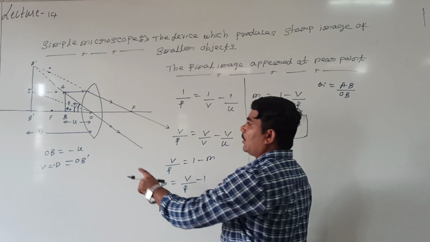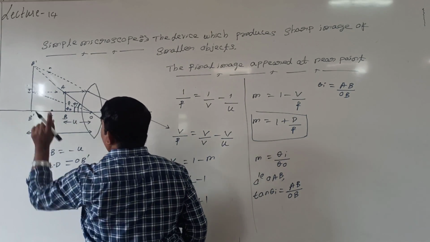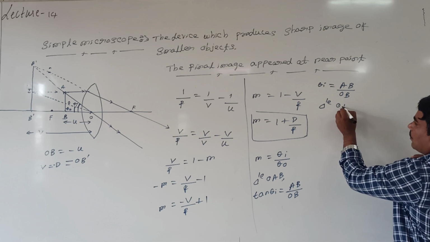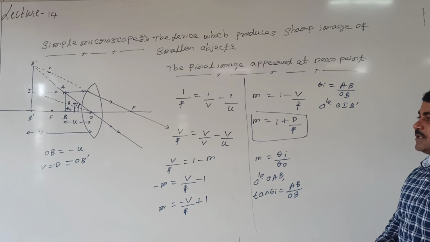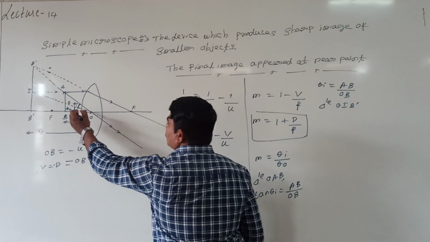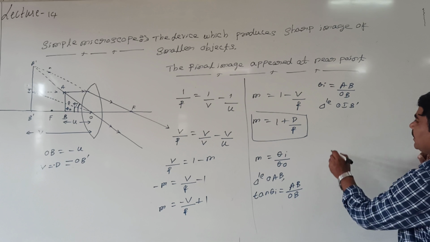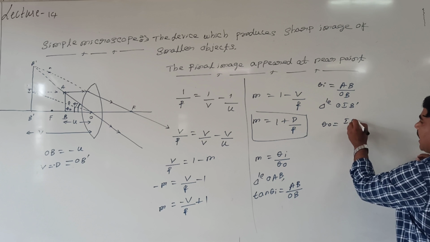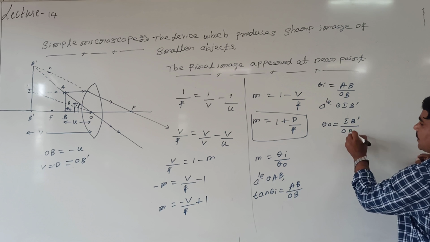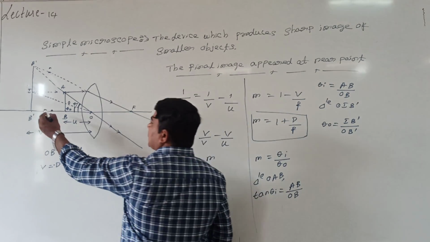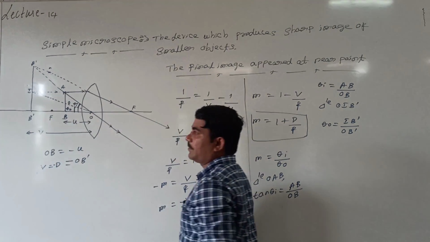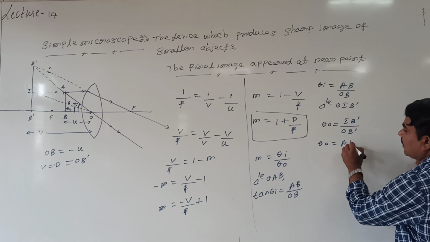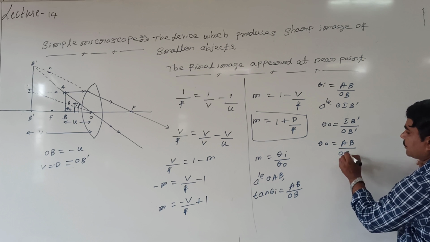Again, one more triangle, OIB dash. In this triangle again we will take tan theta, because it gives theta naught. Theta naught is equal to IB dash divided by OB dash. But look at me, in this figure IB dash is nearly equal to AB. So IB dash is replaced by AB. Theta naught is equal to AB divided by OB dash.